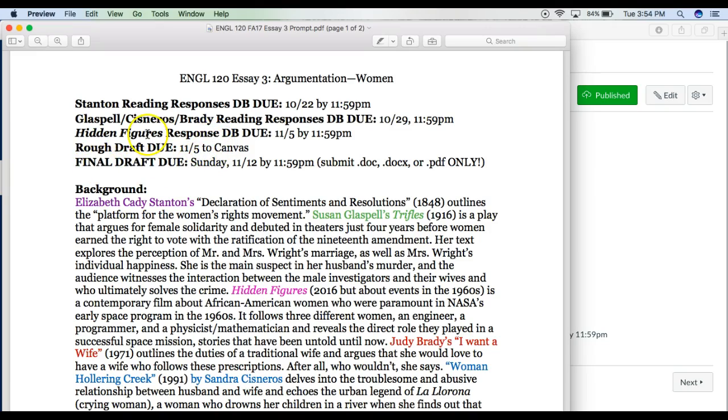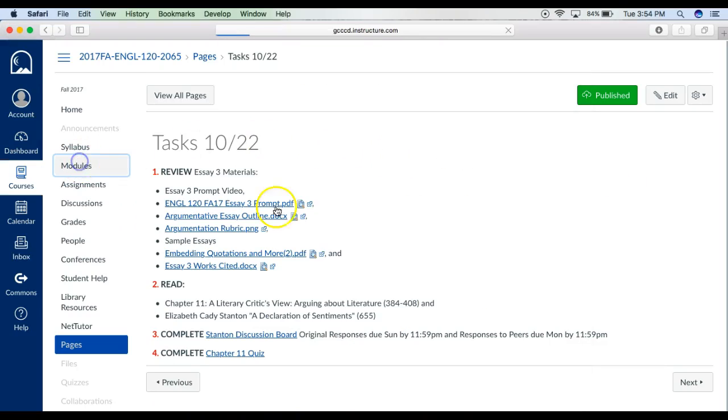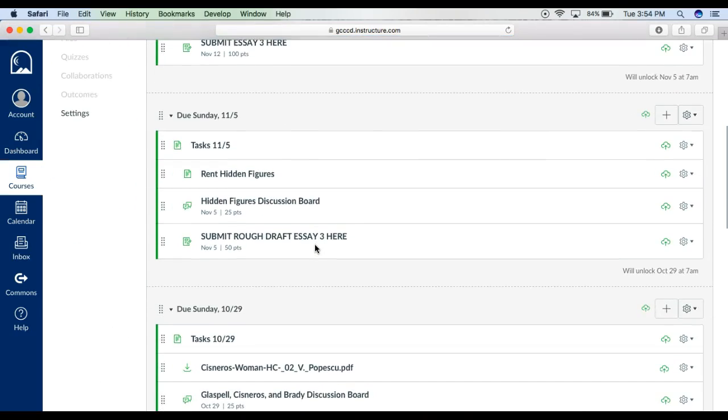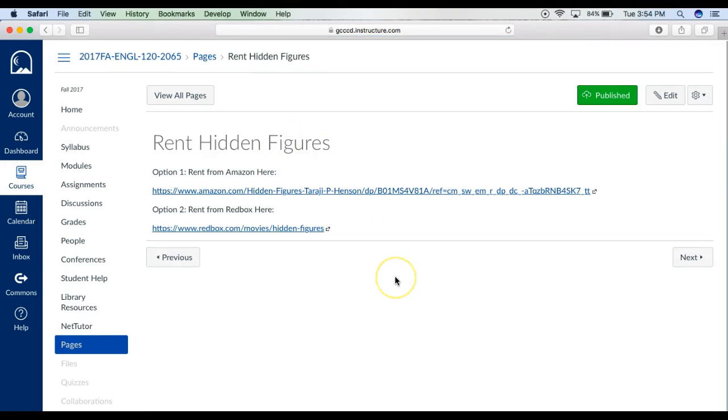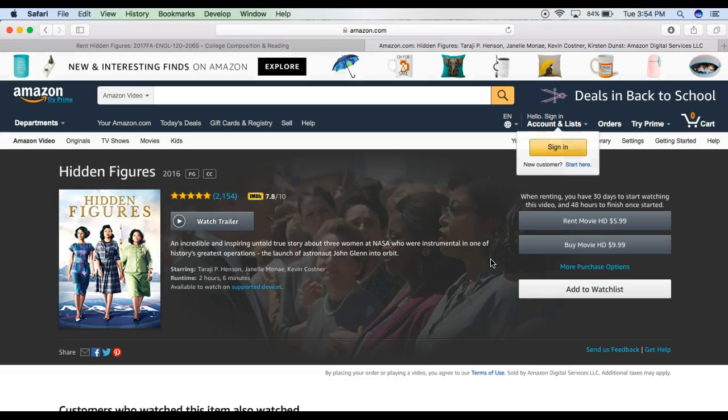Okay, so really quick right off the bat, I want to show you on Blackboard where you can go to find the movie Hidden Figures. Okay, so if we go back to our modules, in the 11.5 module, there's a link here for Rent Hidden Figures. Now I'm going to show you both of these options. Option 1, it says here, you can rent it from Amazon, so you can click that link, and the link for the movie comes up right away. So you can sign in if you already have an account, and then you can rent the movie.